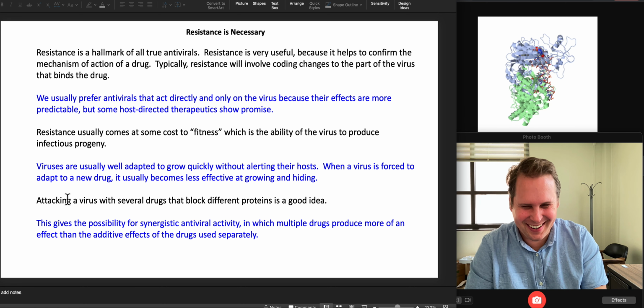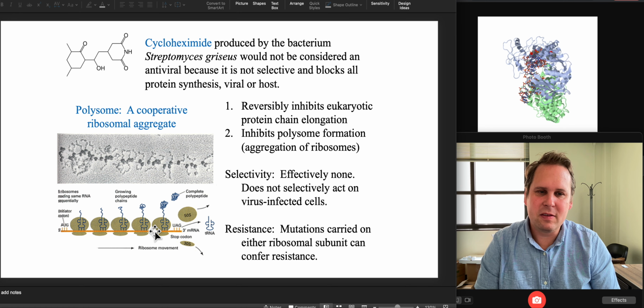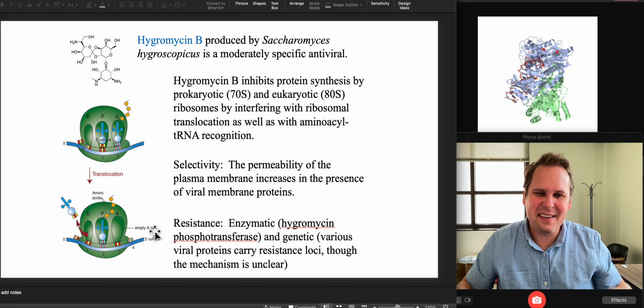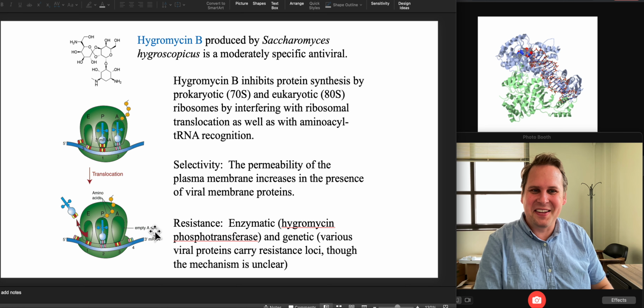So we talked about cyclohexamide. And cyclohexamide, you can get resistance, but resistance is at the level of the host. So the host can make ribosomes that aren't as good at binding cyclohexamide. And in that case, you'll get resistance of the virus, but also of the host. So the two are completely tied together. You are just stopping a common process. Bad antiviral. Not really an antiviral. Technically, I guess, but not one that I would ever want to use on anybody.